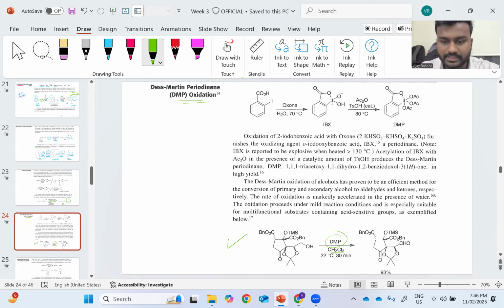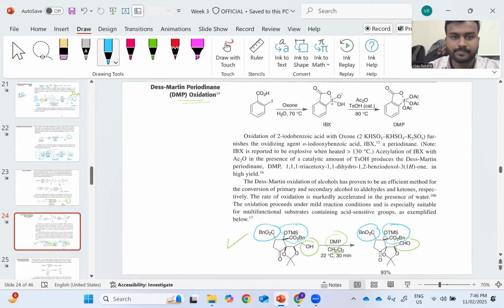So which group is oxidized here? This alcohol is converted into the aldehyde, in the presence of all the other functional groups, which remain intact without any harm from the reagent. But this is not the case when you use other reagents like the Jones reagent. So this is also one of the important oxidations, the Swern oxidation and the DMP oxidation.